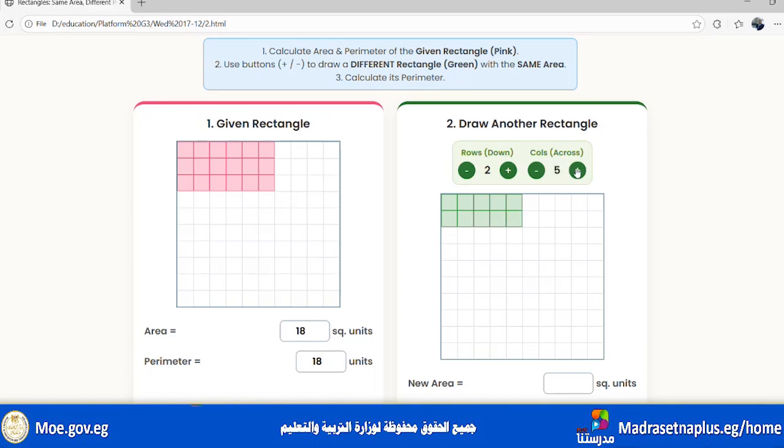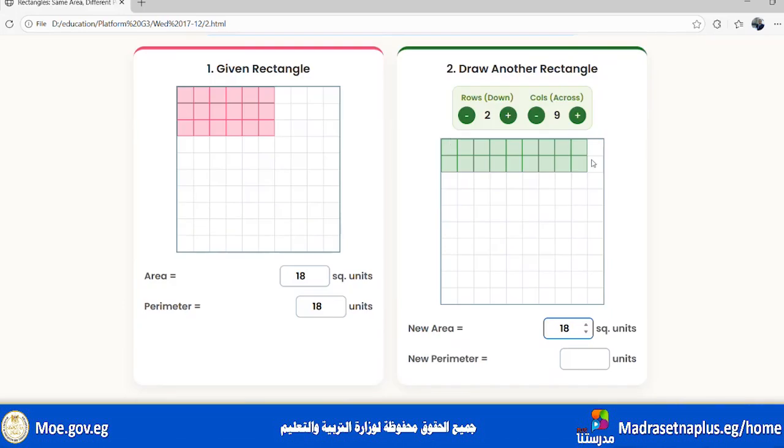3, 4, 5, 6, 7, 8, 9. Now we have another rectangle with area 18 square units. This side is 9 and 2 and 9 and 2. So the two polygons have the same area, 18, but they have different perimeter, 18 and 22. Let's check.